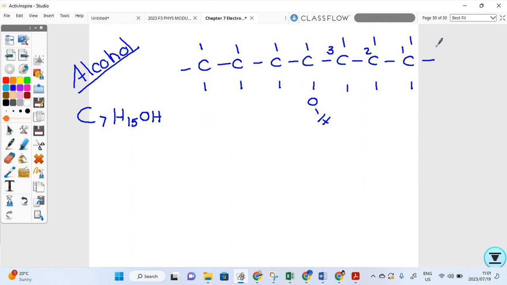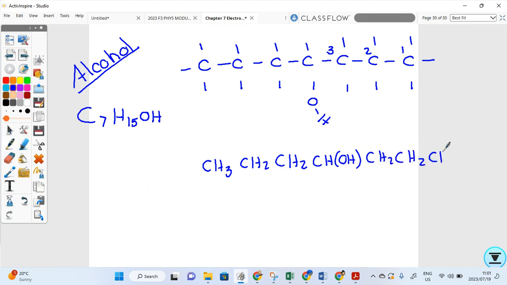You take every C and you put what belongs next to it. So for this one, it will be CH3, CH2, CH2, CH, OH, CH2, CH2, CH3. That will be the condensed structure.